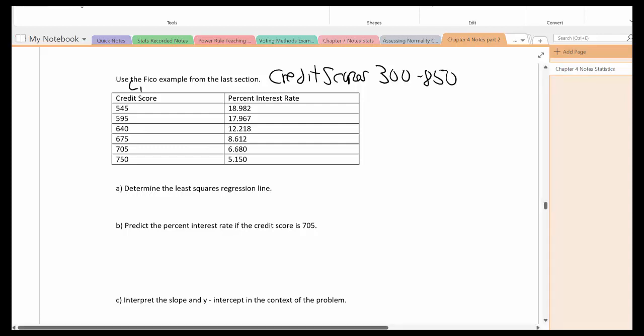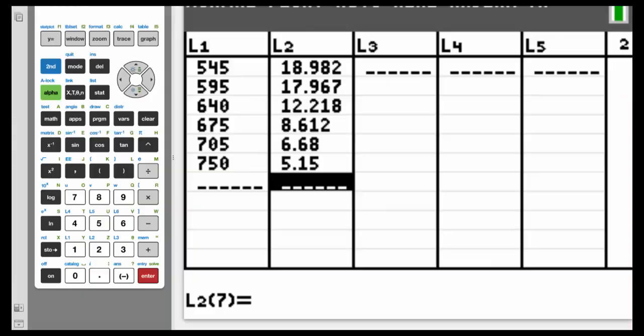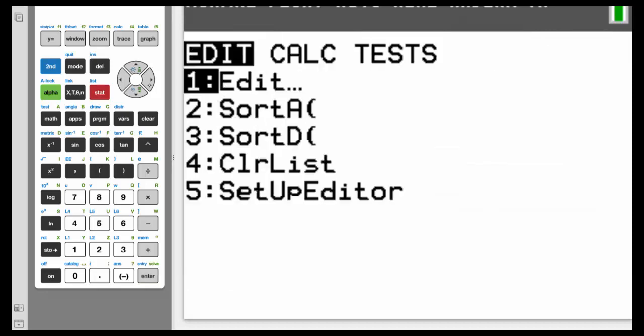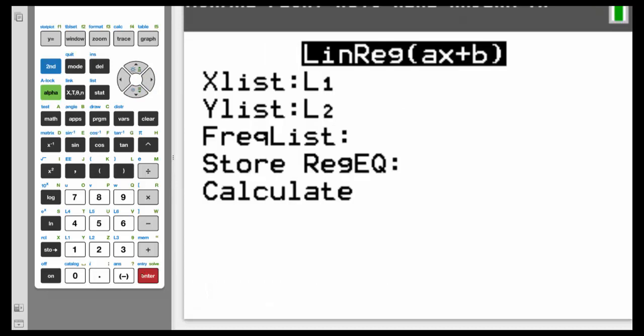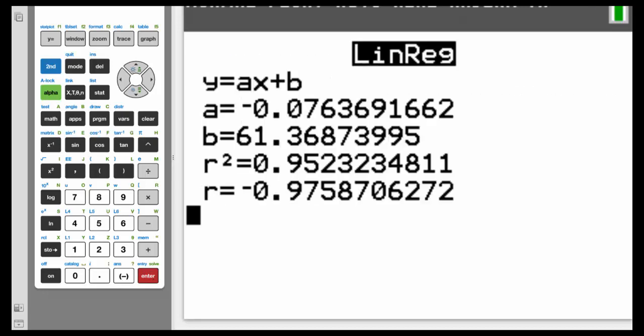Since the credit score is the explanatory variable, that'll be L1, and the percent interest rate is the response variable, that'll be in the L2 column. So let's put these data values into the calculator now. Okay, so I put the credit score in for L1 and the percent interest rate data values for L2. So where do we go from here? Hit Stat, highlight Calc, and again, we'll go down to LinReg AX plus B, which is number 4. Hit Enter. X list is L1, Y list is L2. Highlight Calculate and hit Enter.